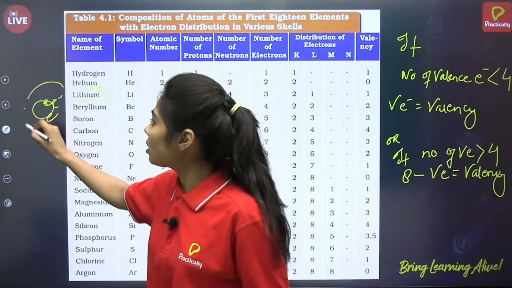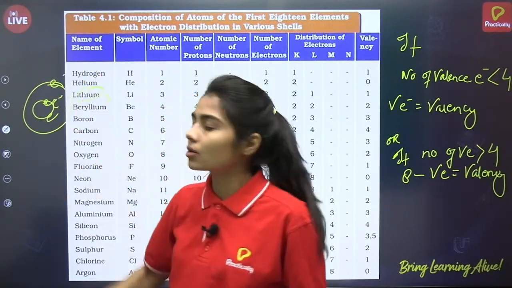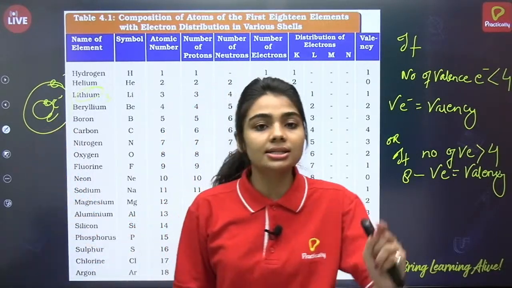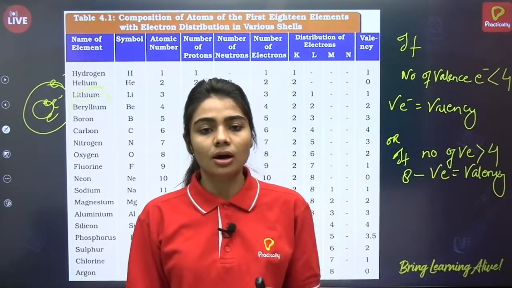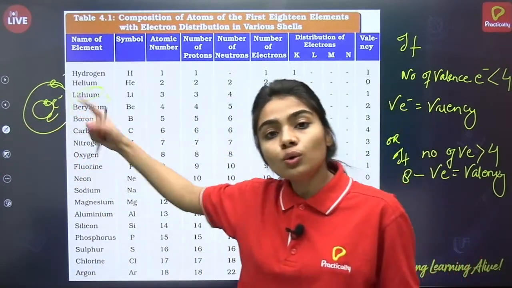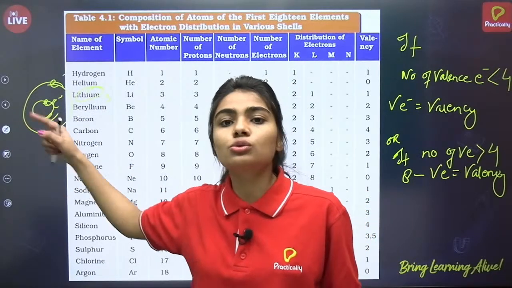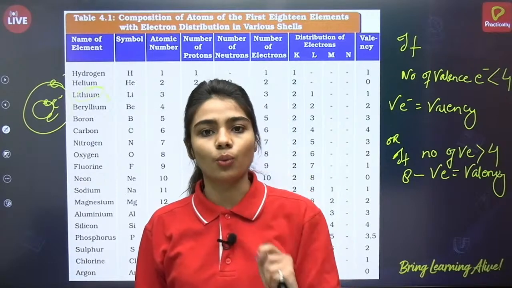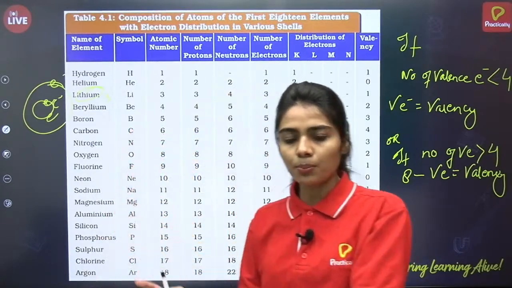But if I talk about the second shell, only 1 electron is there. That means this is the outermost shell for your lithium. It has only 1 valence electron, which means it can lose 1 electron. If it is losing 1 electron, then what will be the valency of lithium? That is 1. This is the proper way.